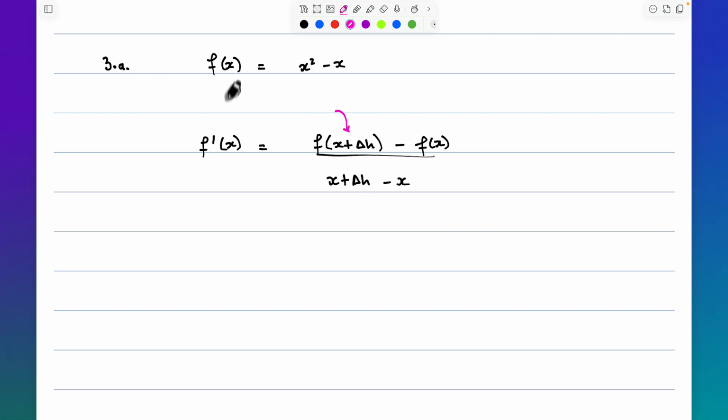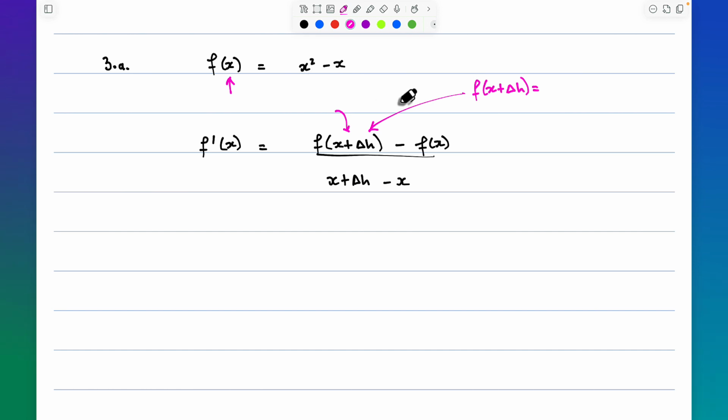So the moment we were given f of x, which means x is your input. But the moment we change this to f of x plus delta h, it means x plus delta h replaces your input. It replaces x in the equation. So I'm just going to write this on the side over here. I'm just draw an arrow here. F of x plus delta h. This is how you solve that.